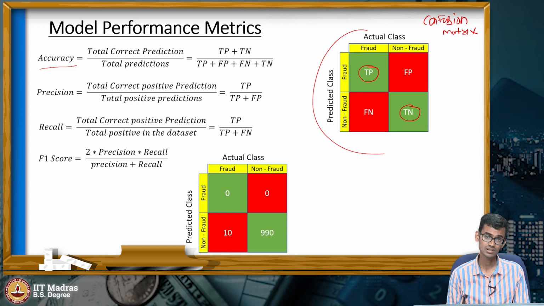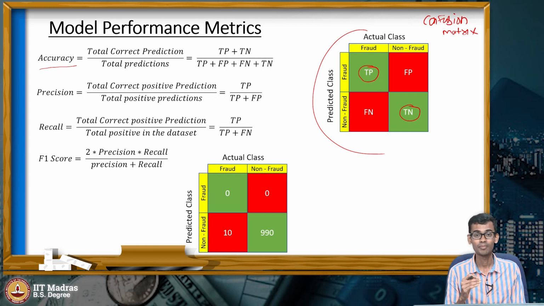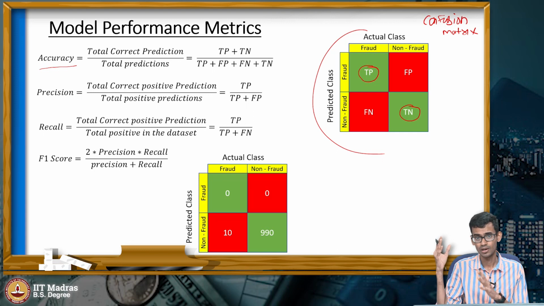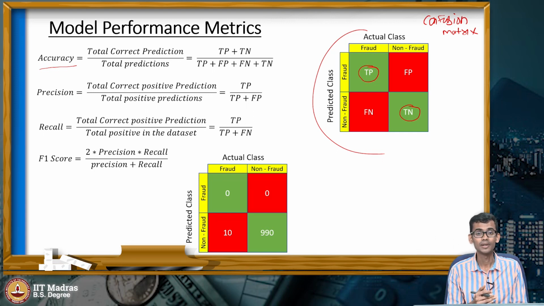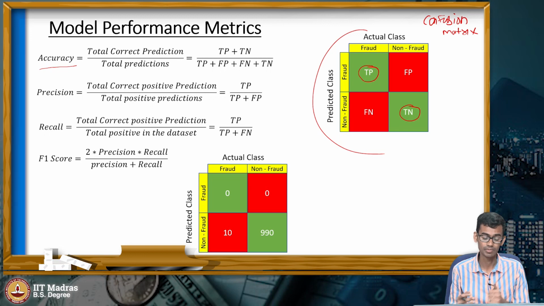And as I mentioned earlier, accuracy is something which one should not rely on when there is a huge class imbalance, because it could paint a wrong picture. The accuracy could really be a very good number, 99 or 99.5%, but actually the model's performance could be really bad, and we just saw an example of how that could happen.